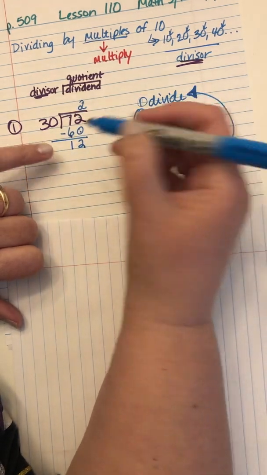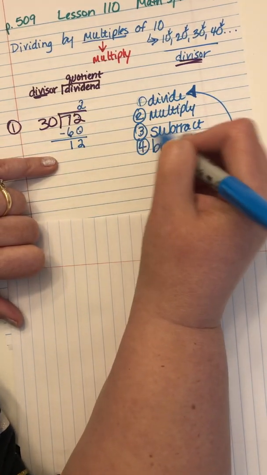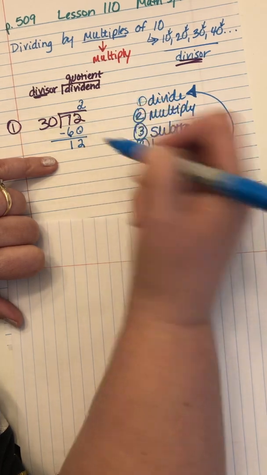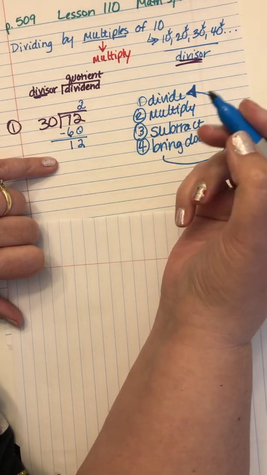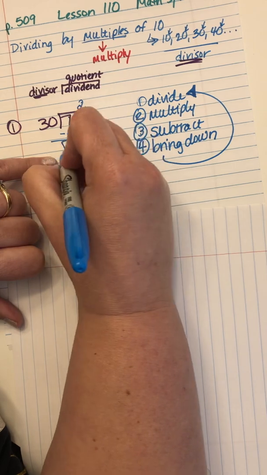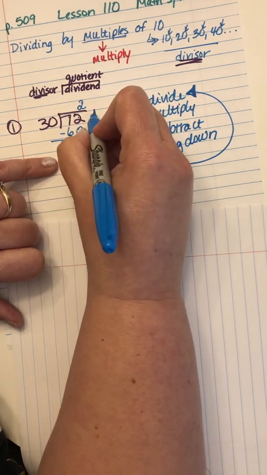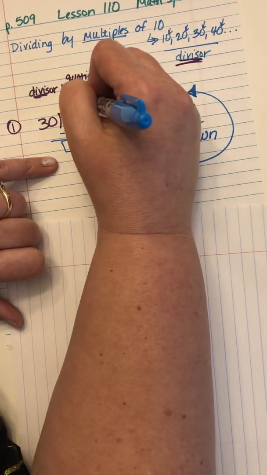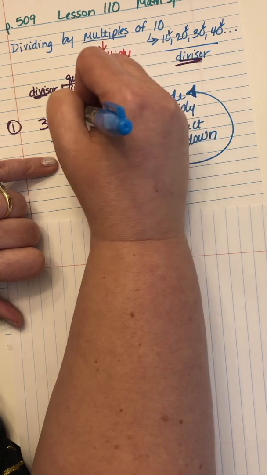So when I look at this problem, my next step after I've subtracted is bring down. Do I have anything to bring down? No, I don't. So I have a remainder here that goes up top. So my answer will be 2 remainder 12.